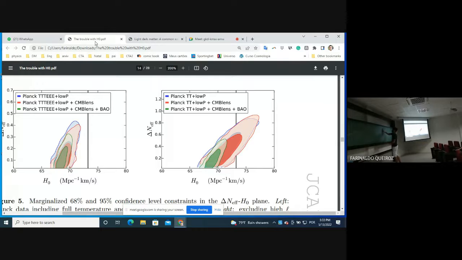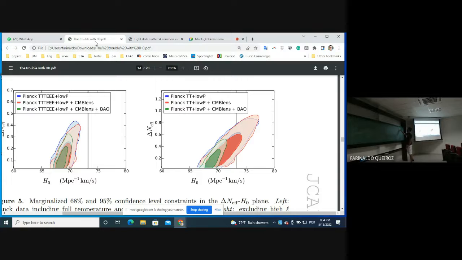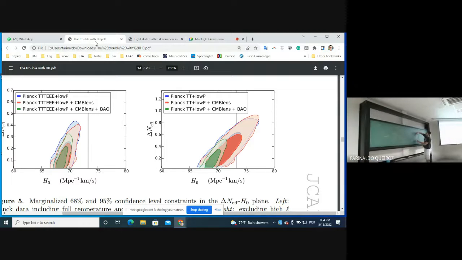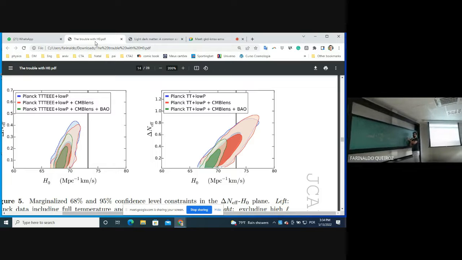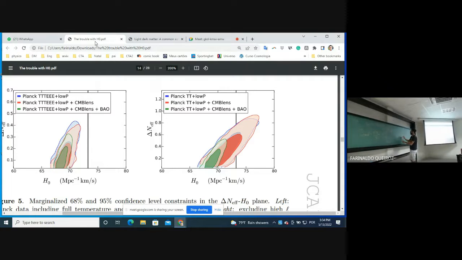So this paper gave us this information. Give me H0, and I tell you delta N effective. And using this process, we can find this information. Give me f, m prime over m, and I will tell you the effective number. So using functions, we can create the following plot: f as a function of H0.